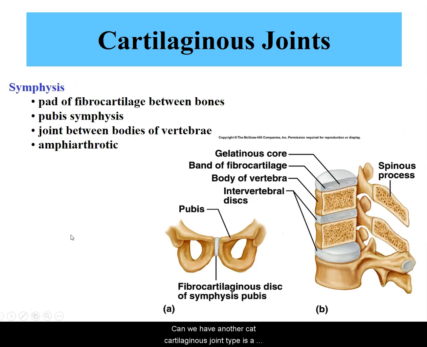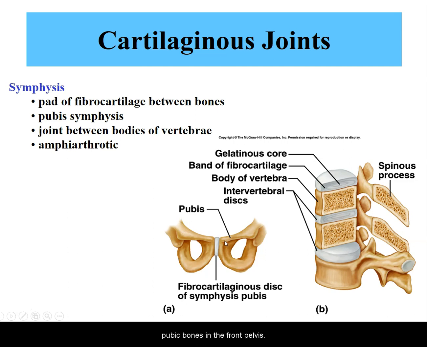Then another cartilaginous joint type is a symphysis joint. It's where you have pads of fibrocartilage between the bones. The symphysis pubis and the joints between the bodies of the vertebrae are examples. It is amphiarthrotic. It allows for a little bit of movement. This joint is not a synovial joint. It's only slightly movable.